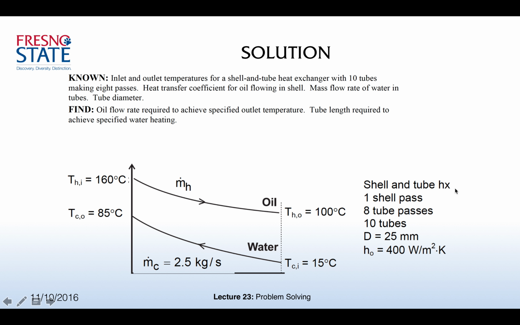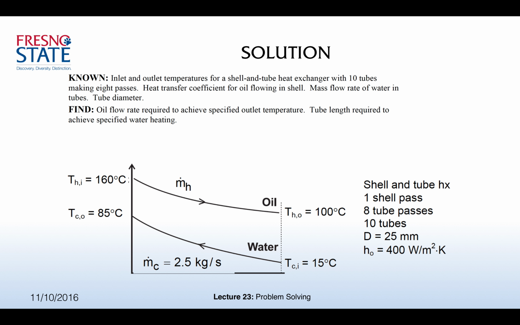This is a shell and tube heat exchanger with one shell pass and 8 tube passes. 10 tubes are existent. Each of the tubes has a diameter of 25 millimeters, and the heat transfer coefficient on the outside of the tubes is 400 watts per meter squared Kelvin. These are our givens. What we need to find is the oil flow rate required to achieve the specified outlet temperature, or m dot h, m dot hot, and also we need the tube length required to achieve the specified water heating, or L. We call it L, the length of our tubes.